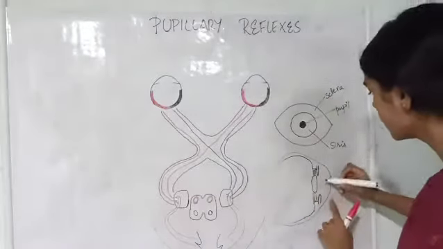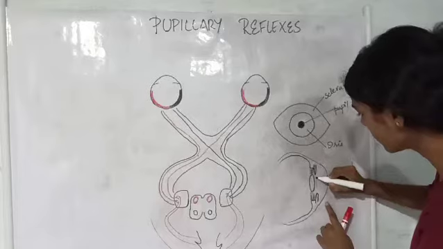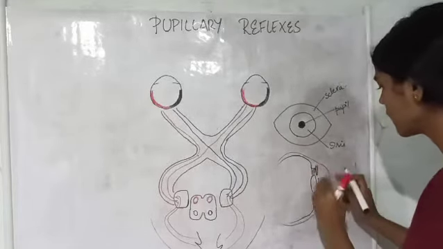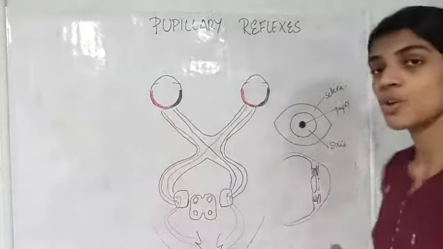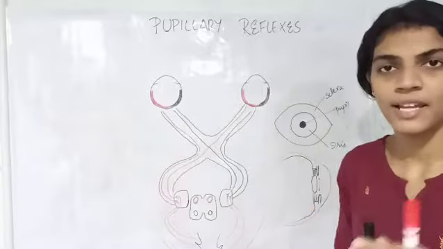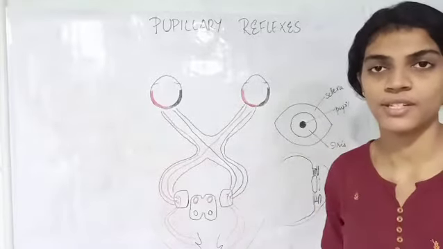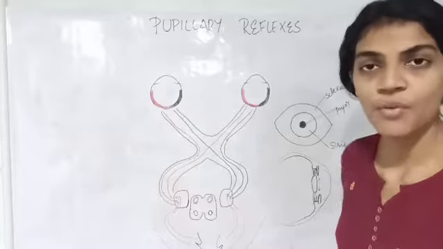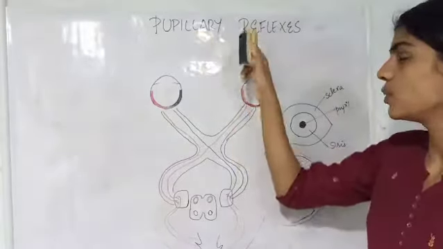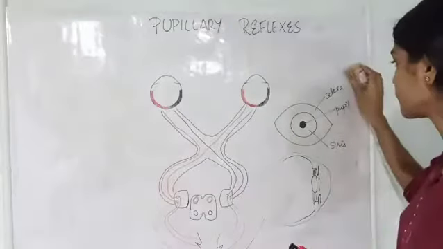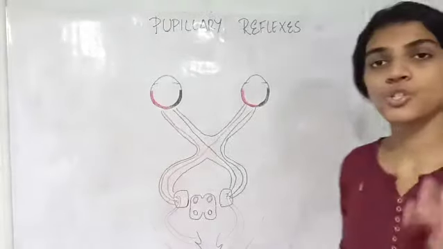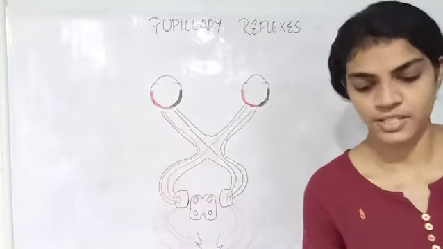Now you can see this space, right? This space just in front of the lens, just behind the cornea and the aqueous humor, is known as the pupil. That particular space or hole just in front of the lens is known as the pupil. Now we have seen what the pupil is. Now we are going to see which are the pupillary reflexes. In this session I am going to deal with two major pupillary reflexes.